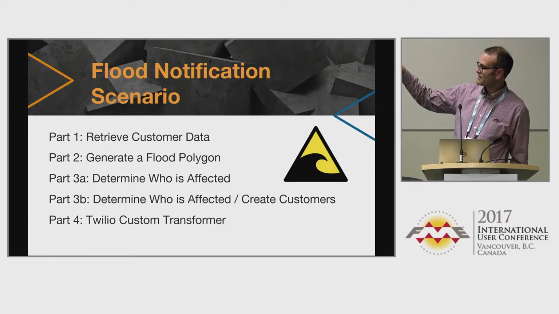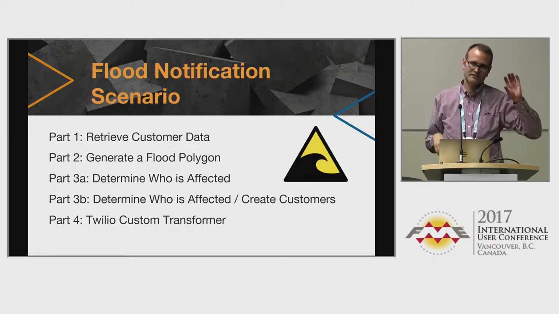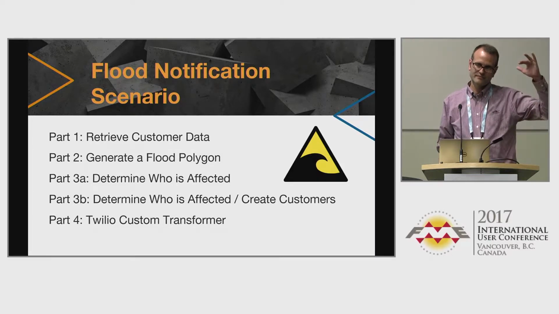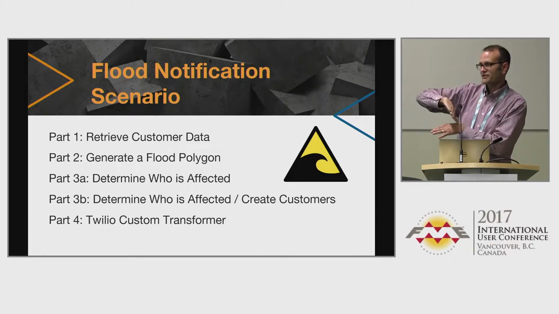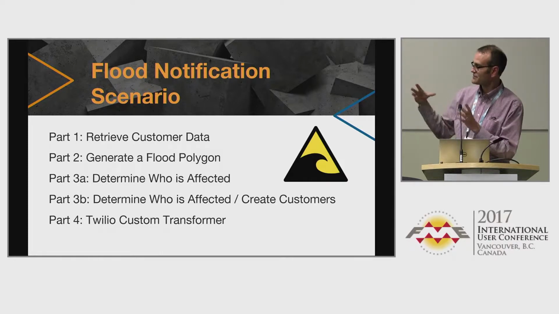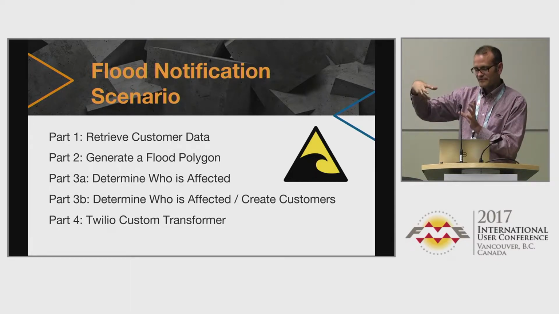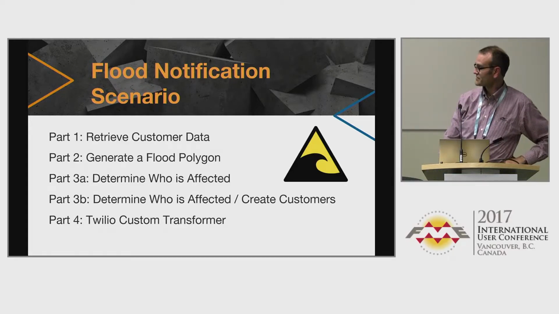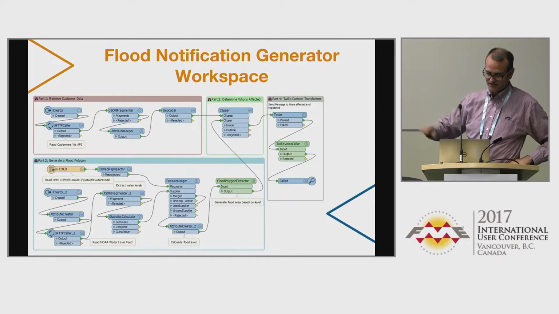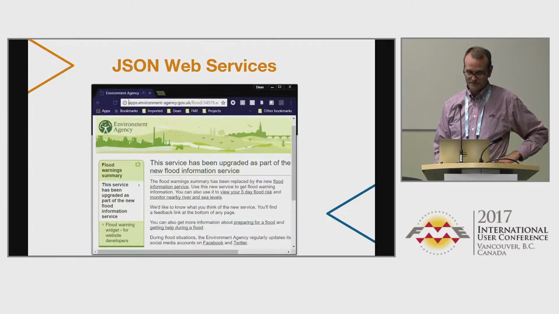The first step in the FME workflow is we retrieve the customer data. We generate a flood polygon based on a real-time water level feed, in this case from NOAA. Then, based on an intersection of the DEM and that flood level, we determine who's affected by the flood, and then we clip out the customers that are affected, point on area, and send notifications through Twilio. I don't have time to get into the details of what's going on in the workspace, but you can download that from the knowledge base article.